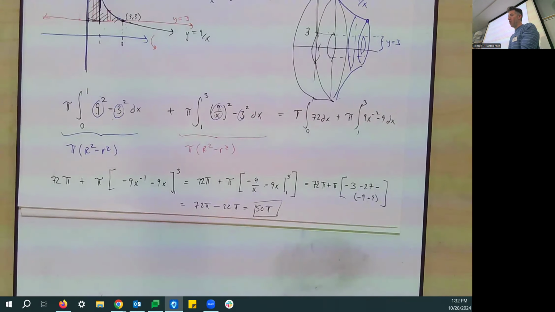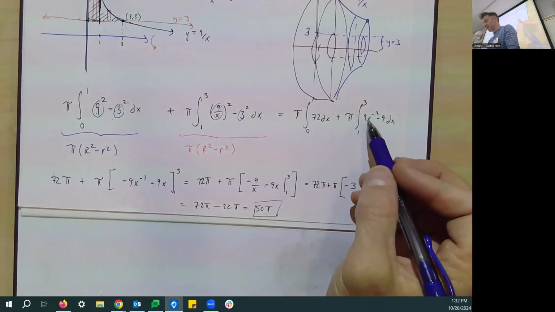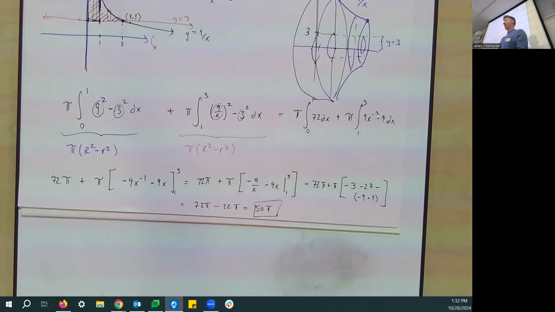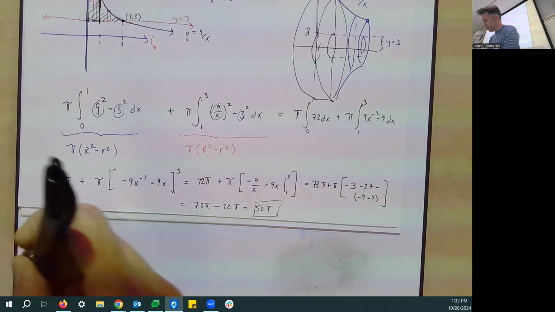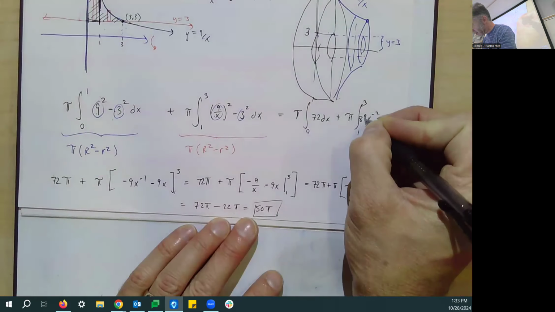Oh, you're right. I made a mistake. What did I miss? So I rewrote it as 9 times x to the negative second, but I squared the x and brought it up, but I didn't square the 9. Should have been 81 x to the negative second. Good call. What happens when you go too fast?